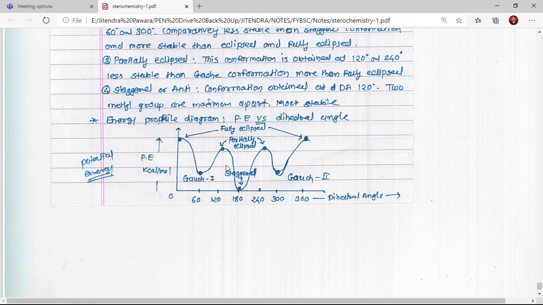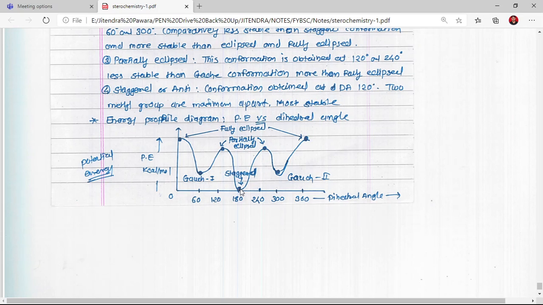Now, the next one is the partially eclipsed conformation. This partially eclipsed conformation is obtained at dihedral angles 120 and 240. It is more stable than the fully eclipsed conformation, and less stable than the gauche and staggered conformations.